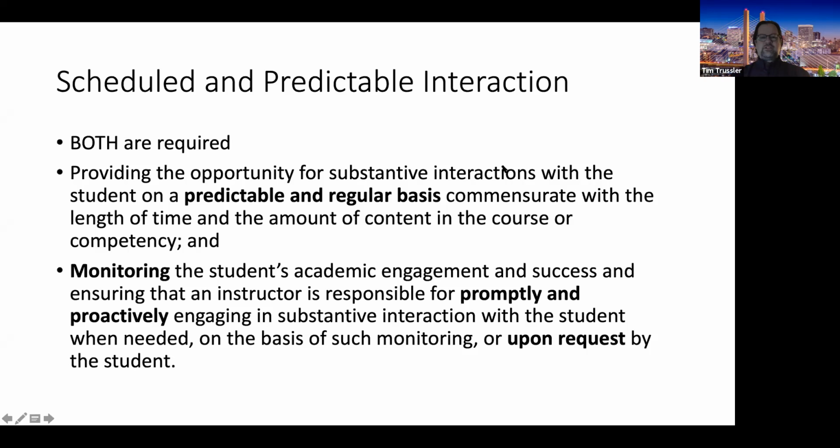And then that third bullet on the page, which is what a lot of you also talked about: you monitor the students' academic engagement and success, ensuring that an instructor is responsible for promptly and proactively engaging in substantive interaction with the student when needed on the basis of such monitoring or upon request of the student. Again, a whole lot of words. We tried to bold the key parts.